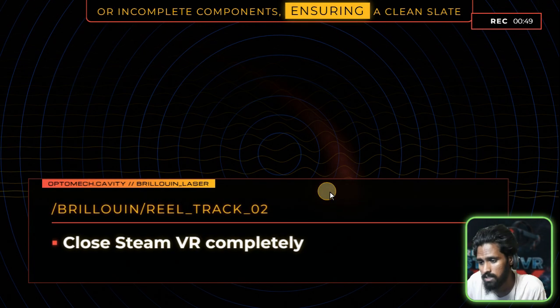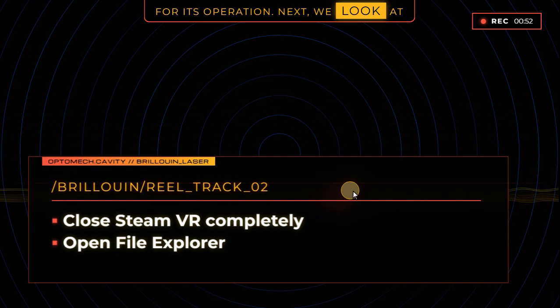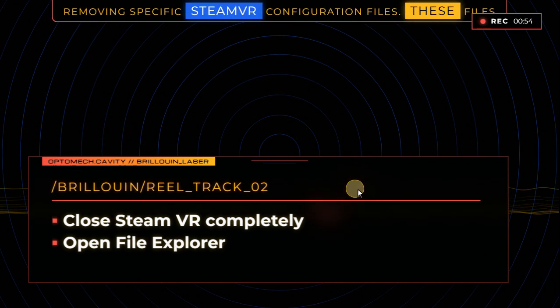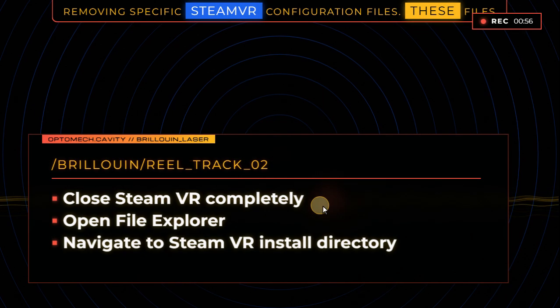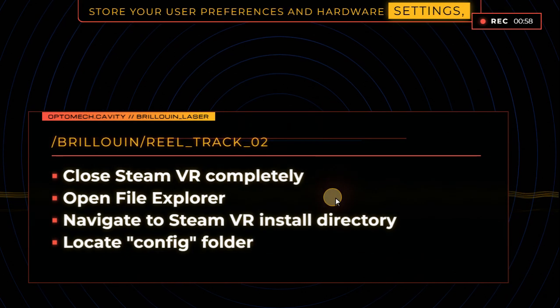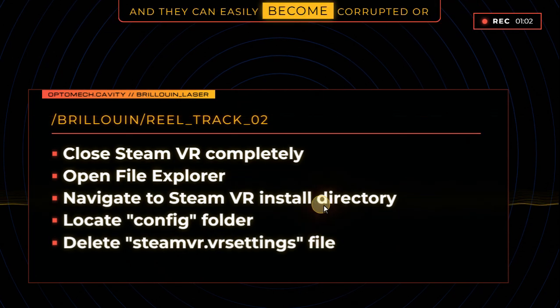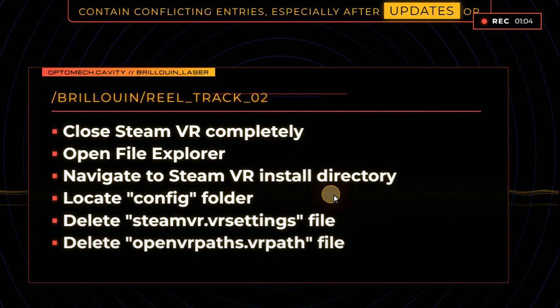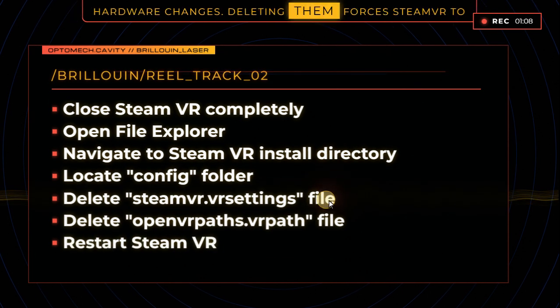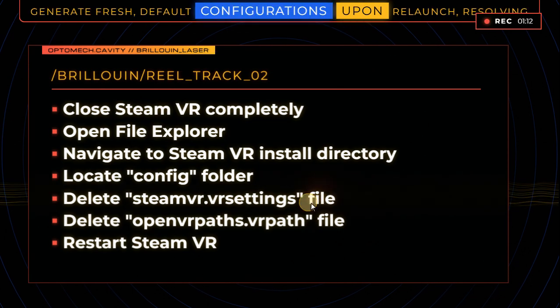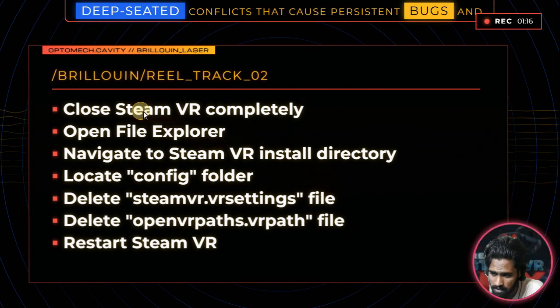Next, we look at removing specific SteamVR configuration files. These files store your user preferences and hardware settings, and they can easily become corrupted or contain conflicting entries, especially after updates or hardware changes. Deleting them forces SteamVR to generate fresh, default configurations upon relaunch, resolving deep-seated conflicts that cause persistent bugs and crashes.